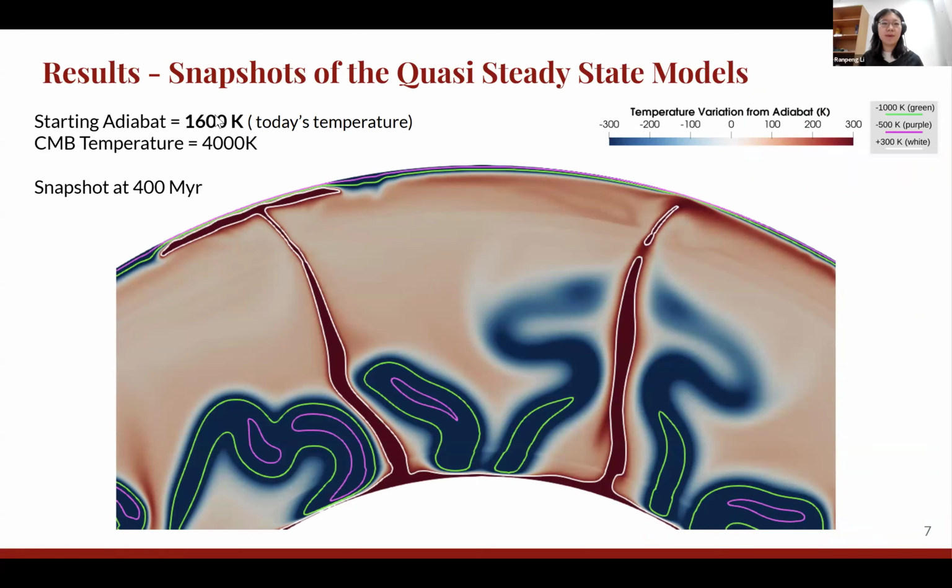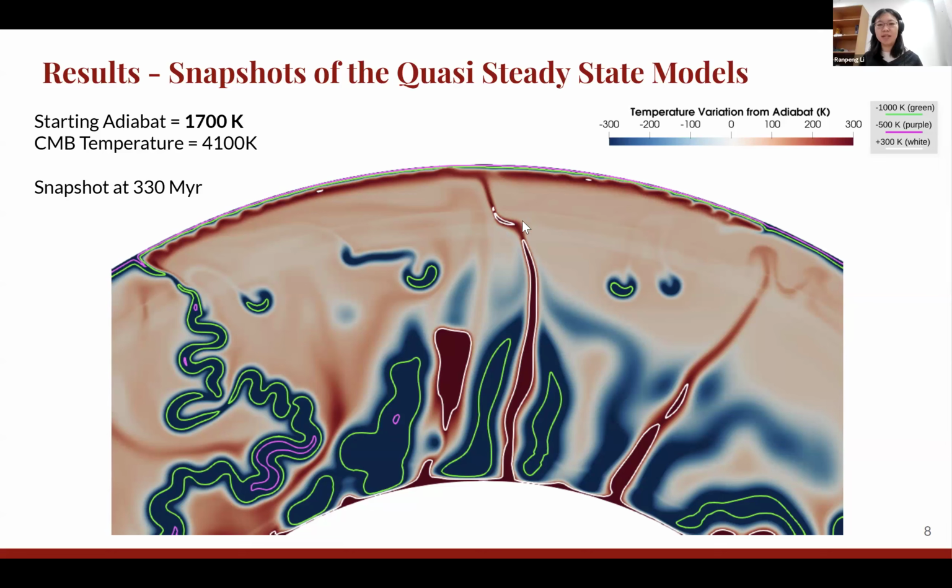And now for the second model, the starting mantle potential temperature is 1700 Kelvin. So it's like going back in time for Earth. Now we can see the plume is slightly tilted at around 500 kilometer depth by the phase transition we just discussed.